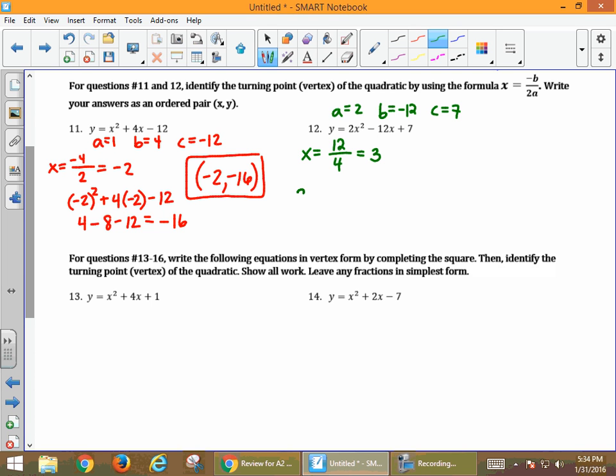Let's plug it in. 2 times 3 squared minus 12 times 3 plus 7. 3 squared is 9, times 2 is 18, minus 36 plus 7 is negative 11. So our point, x value is 3, y value is negative 11.